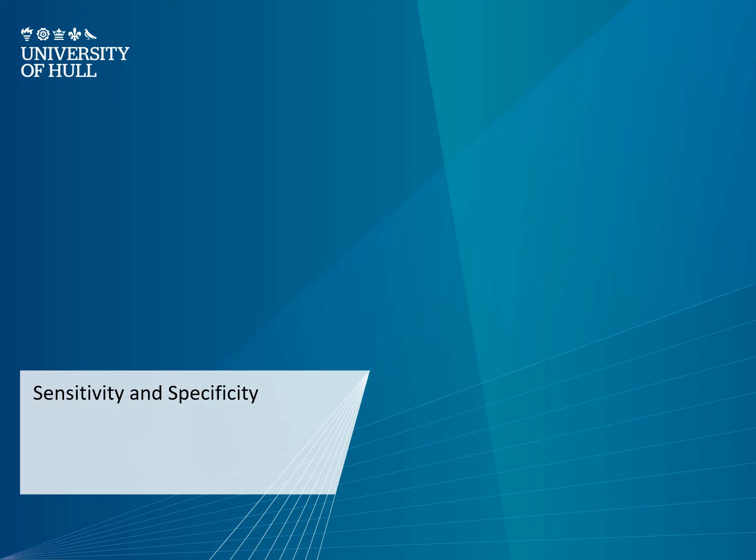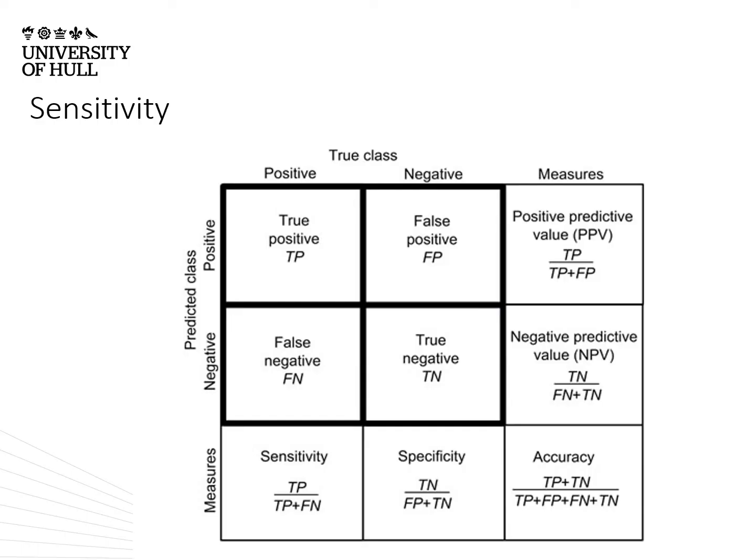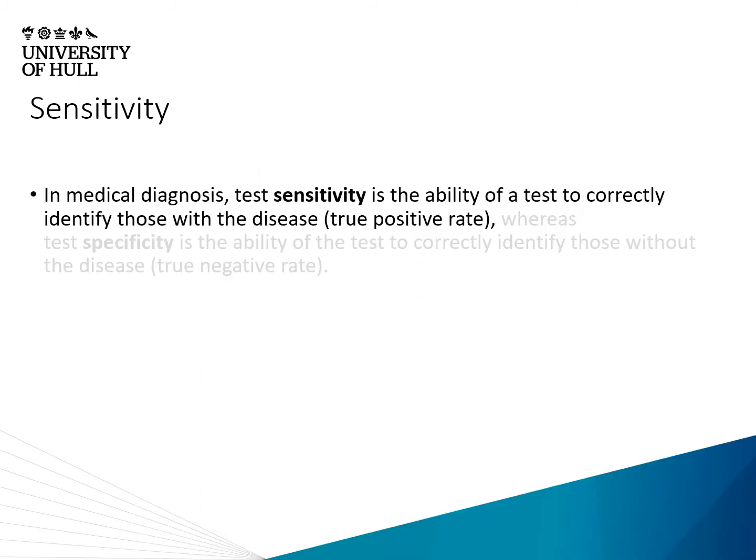So what are sensitivity and specificity? Sensitivity, as we've already seen, is calculated using those two boxes here. They're called the true positives over the true positives and the false negatives. Apologies for the slight change in terminology. It's exactly the same boxes, and it would use the same values in those boxes. So the definition of sensitivity. In medical diagnosis, test sensitivity is the ability of a test to correctly identify those with the disease, in other words, the true positive rate.